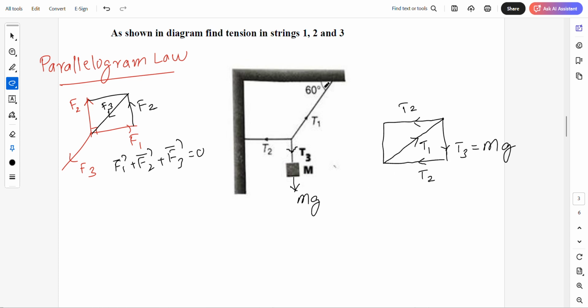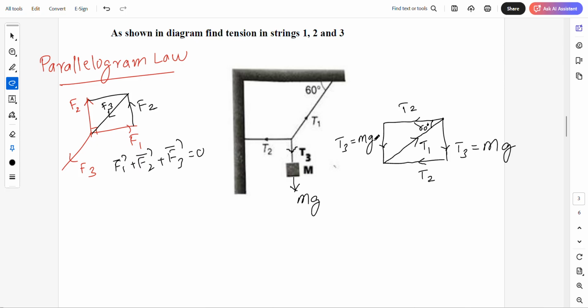If this is 60 degree, it is making angle with the horizontal, so this will also be how much? 60 degree. Angle is 60 degree. Now you know T3, you can calculate what? T1 and T2 by using this. Understood? This is how much? 60 degree. This is T3. T3 is how much?